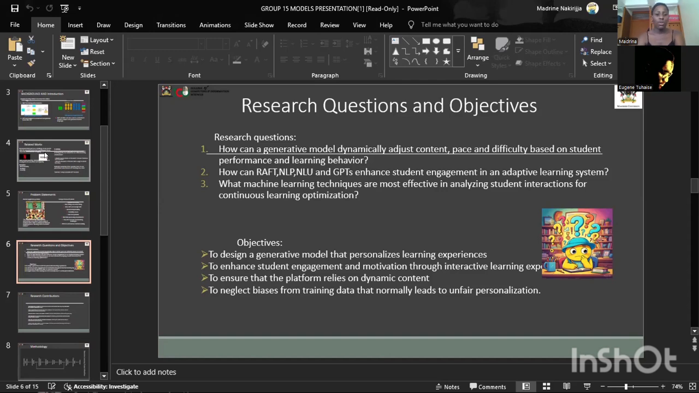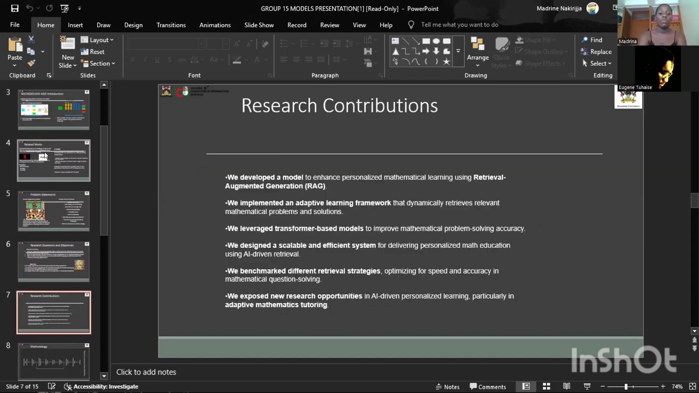And with this, we came up with objectives: to design a generative model that personalizes the learning experience, enhances student engagement and motivation through interactive experiences, ensures that the platform relies on dynamic content, not static content, and also avoids the biases in training data that normally lead to unfair personalization. And the contributions that have come out of this are that we've been able to develop a model that can enhance personalized mathematical learning using RAG, that's retrieval augmented generation. Then we've implemented an adaptive learning framework, leveraged a transformer-based model, and designed a scalable and efficient system, and we hope to be exposed to new research opportunities.